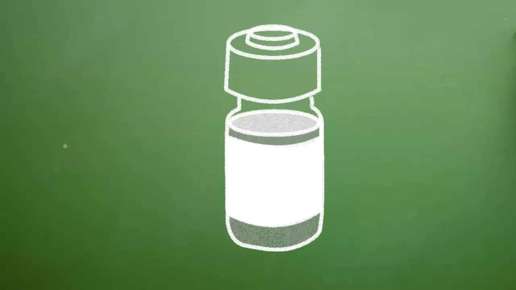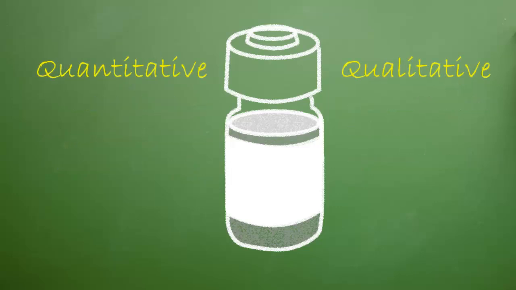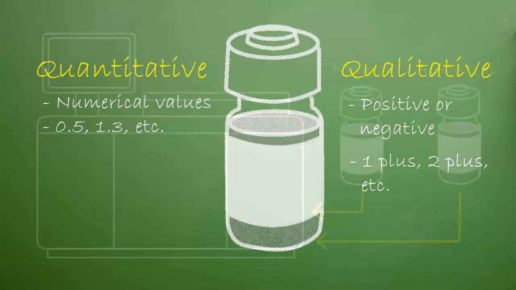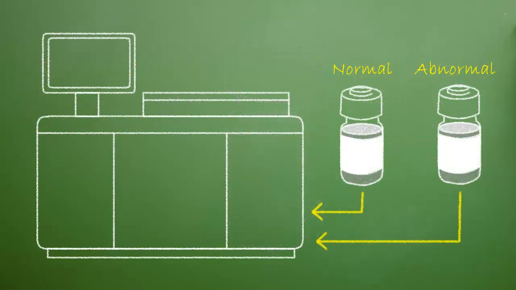Another way to categorize controls is quantitative or qualitative. A quantitative control is used for tests that are reported numerically. A qualitative control is used for tests that are reported with a statement like positive or negative. In the US and in some other countries, regulations state that if you run a test, you must run at least one normal and one abnormal control that day.